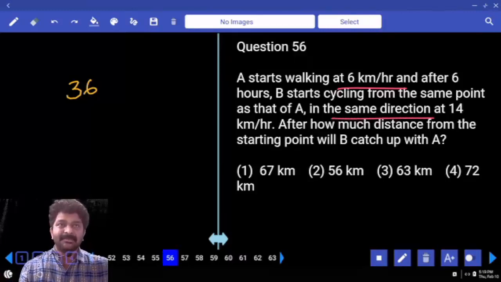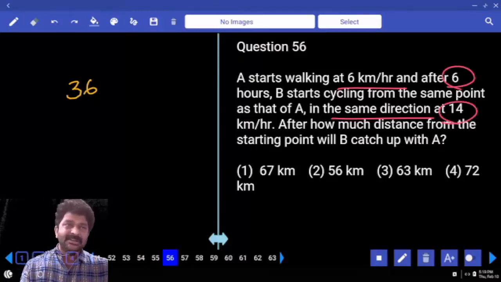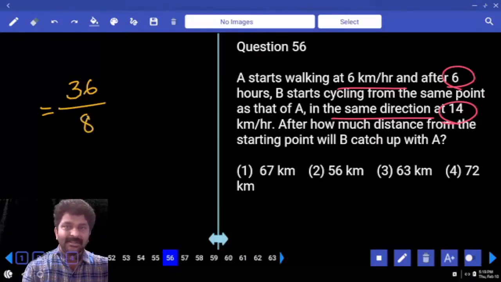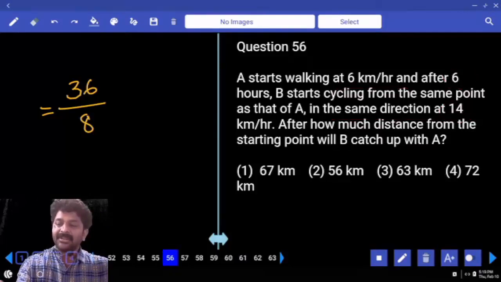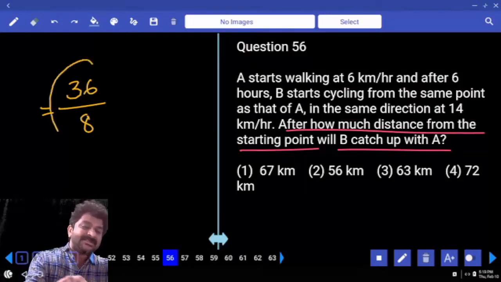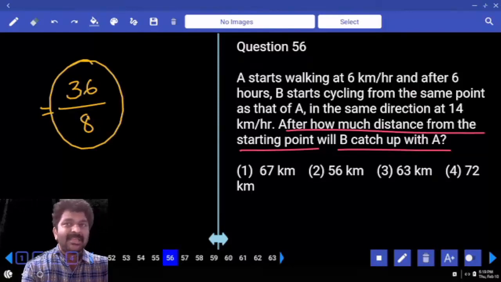Both are moving in the same direction. If they are moving in the same direction, relative speed is S1 minus S2. 14 and 6, difference is 8. So time to meet each other is distance between them and then relative speed, that is equal to 8. This is time to meet each other. But we were asked to calculate after how much distance from the starting point B will catch A. So after these many hours only B can catch A.